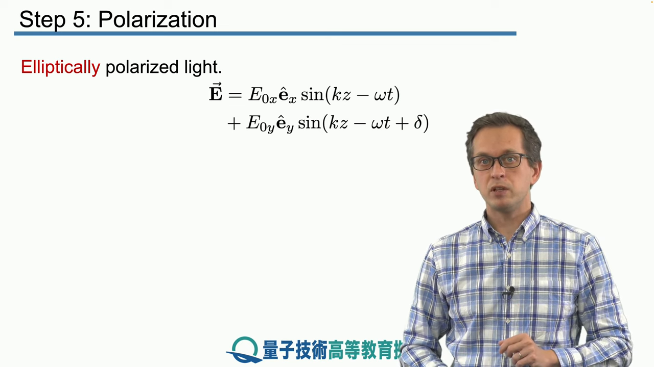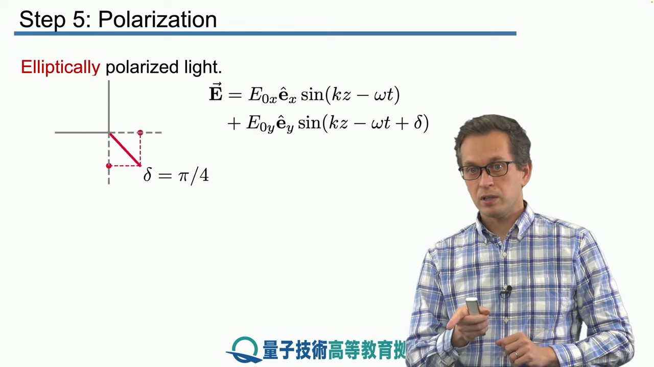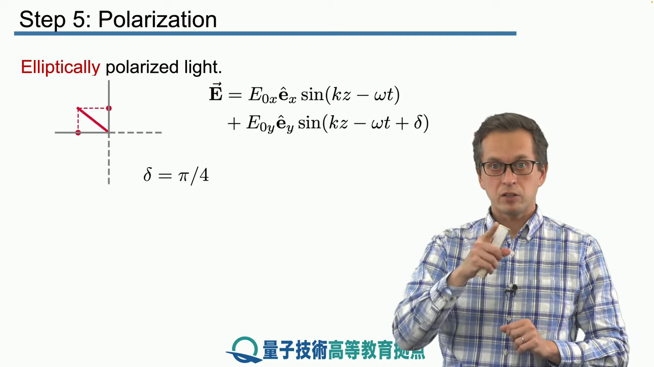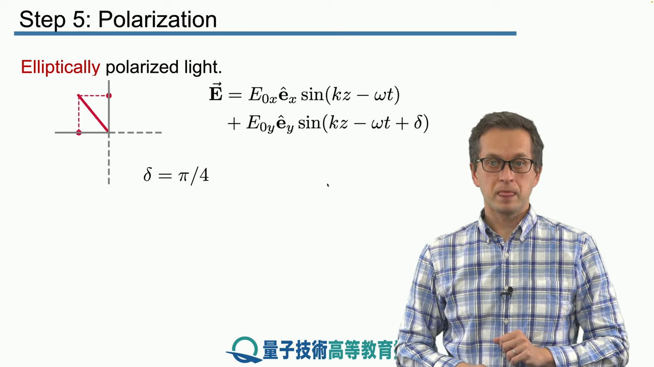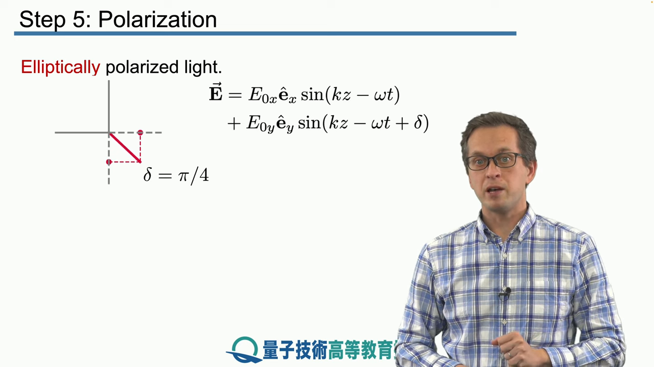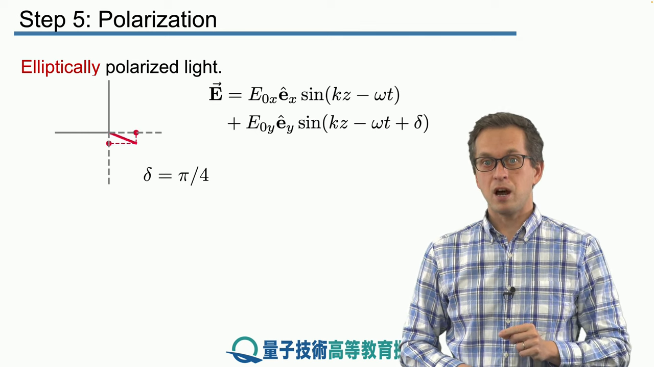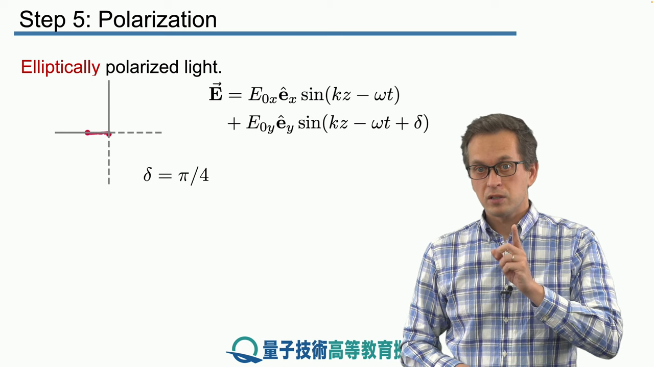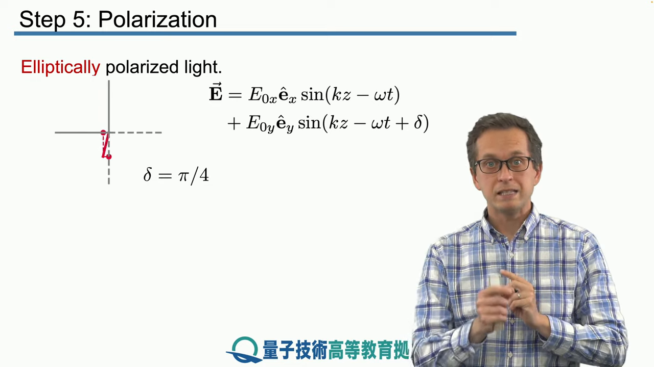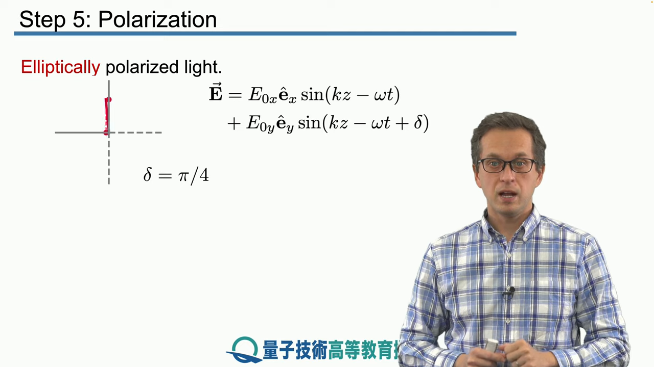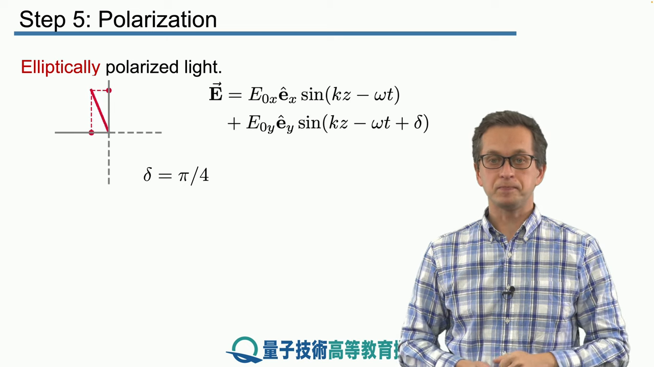But actually, what happens when we do the animation? We see that the following thing happens. Now, the electric field is tracing out an ellipse in the XY plane. This is a particular example for delta equals pi over 4. Notice closely what the components along the X direction and the Y direction are doing. When the X direction, so the vertical axis, reaches its maximum, the Y direction, or the horizontal axis, is still moving. They're out of phase with each other. And this is what gives rise to this elliptical shape, and hence the name elliptically polarized light.